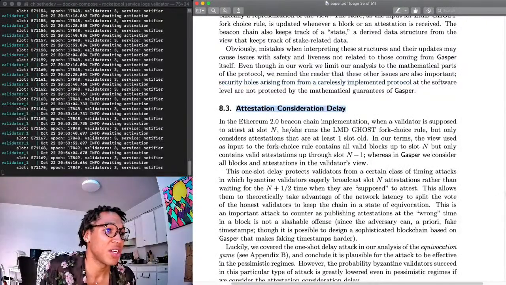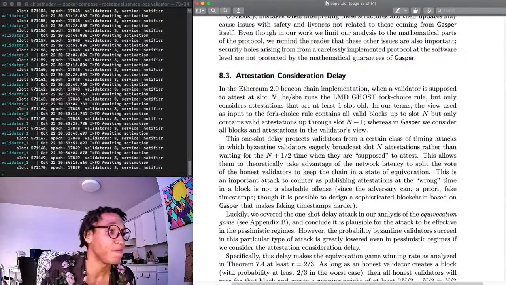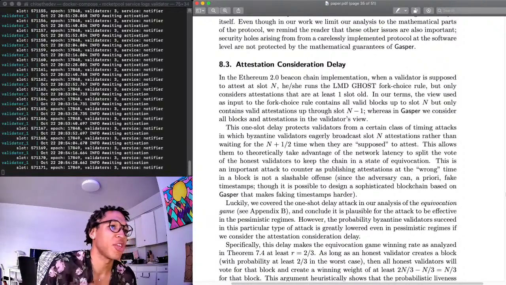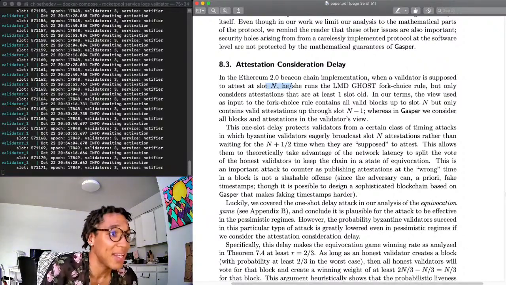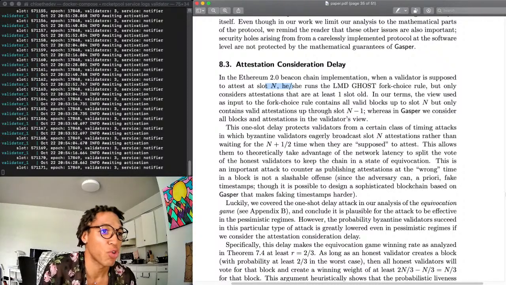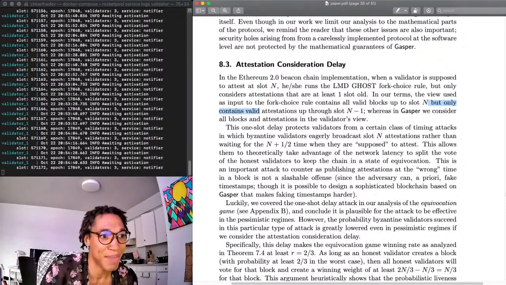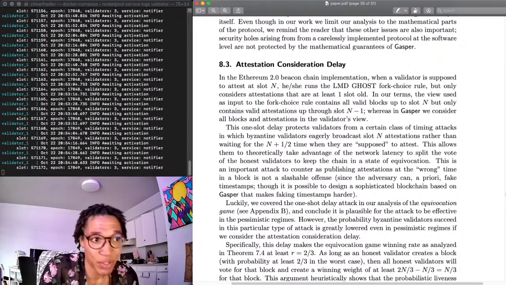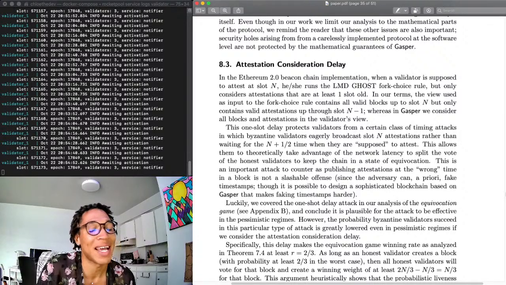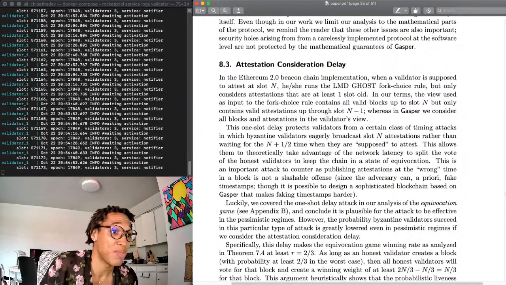8.3, attestation consideration delay. So this is the delay that we're talking about above. In the Ethereum 2.0 beacon chain implementation, when a validator is supposed to attest at slot N, he or she runs the LMD Ghost fork choice rule, but only considers attestations that are at least one slot old. In our terms, the view used as input for the fork choice rule contains all valid blocks up to the slot N, but only contains valid attestations up through slot N-1. Whereas in GASPER, specifically, we consider all blocks and attestations in the validator's view. So everything the validator is able to get into the view, we consider that as being part of the protocol.